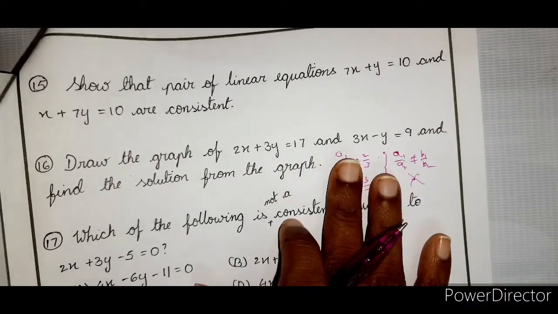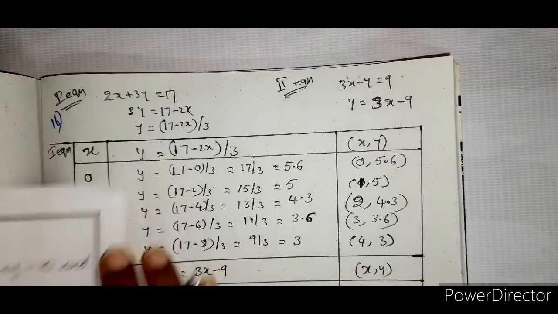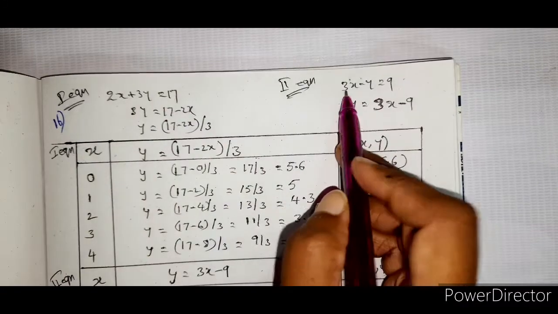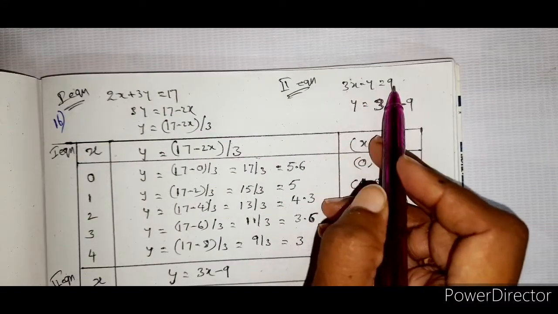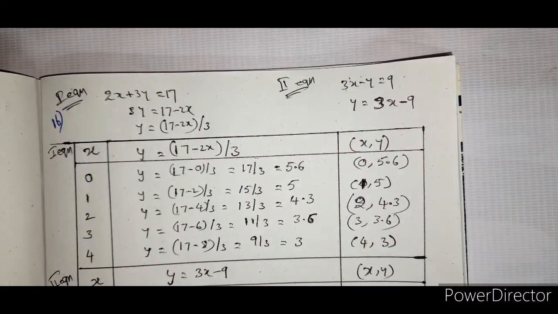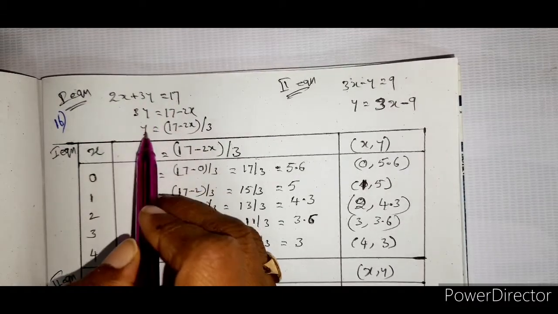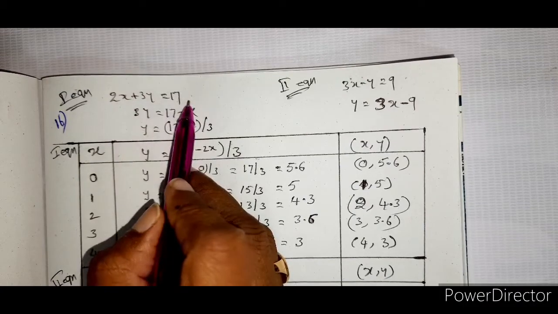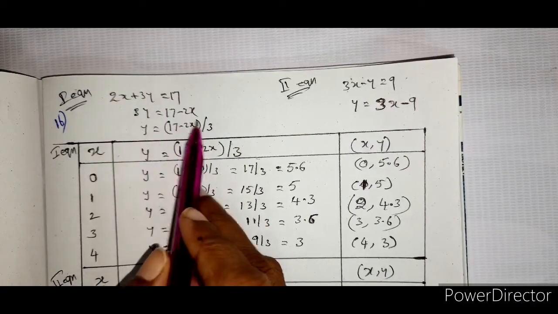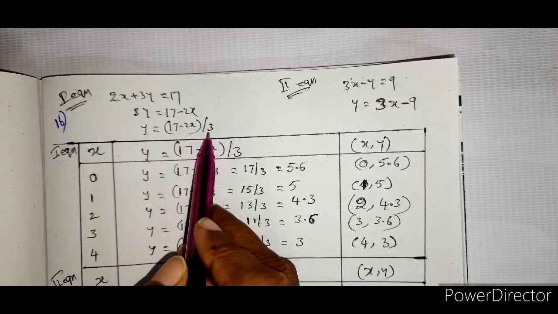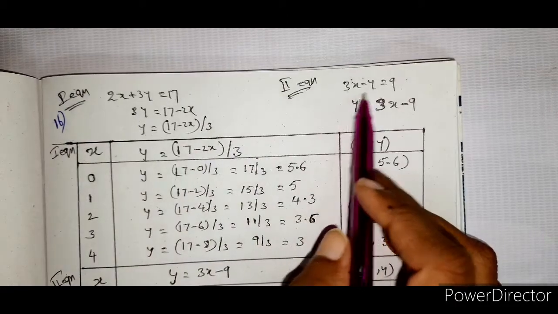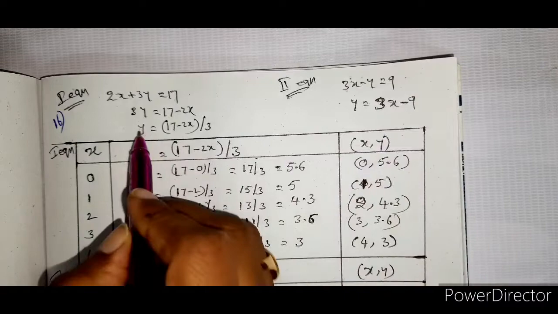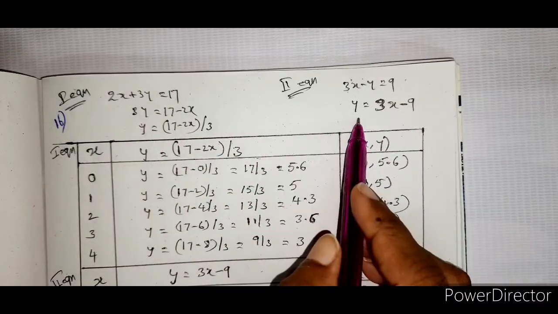Okay, so let us see how to do this. What are the given equations? 2x plus 3y is equal to 17 and the second equation is 3x minus y is equal to 9. From here, as I said, first find y. 3y is equal to 17 minus 2x, so y is equal to 17 minus 2x whole by 3. And here y is equal to 3x minus 9. So we have got y for the first equation and y for the second equation.